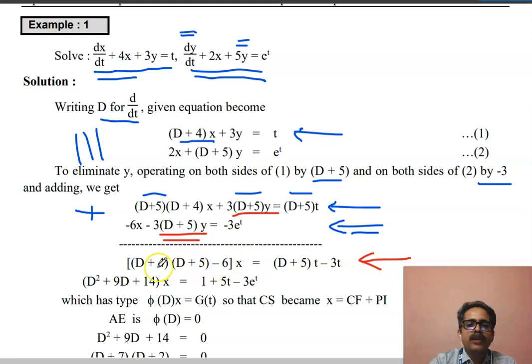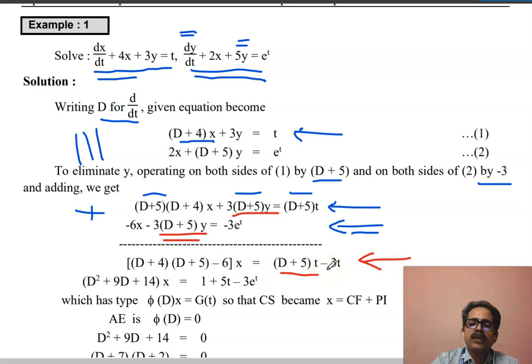Take x common, simplify the quantity in the square bracket. When you simplify the quantity in square bracket, you will find D square plus 9D plus 14 acting on x. And on the right hand side, now you must see how to simplify the right hand side. The operator D plus 5 acts on t.